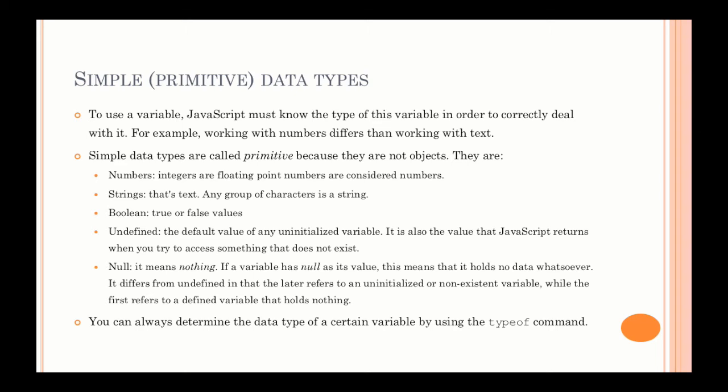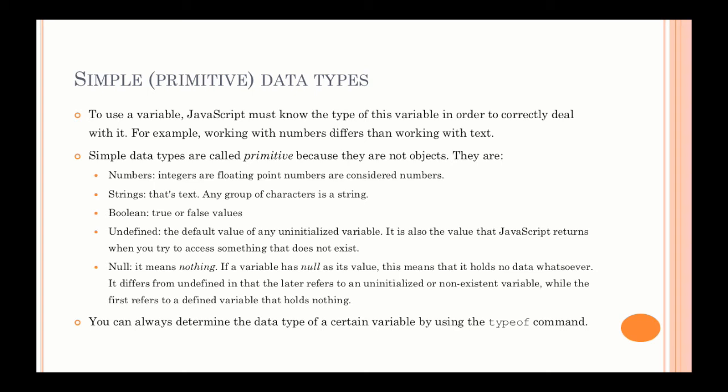So an integer in JavaScript is treated the same way as a floating point variable, in the sense that they are both regarded as numbers. This is very important if you are coming from another language, to understand that JavaScript does not differentiate between different types of numbers. Everything that looks like a number in JavaScript is a number.